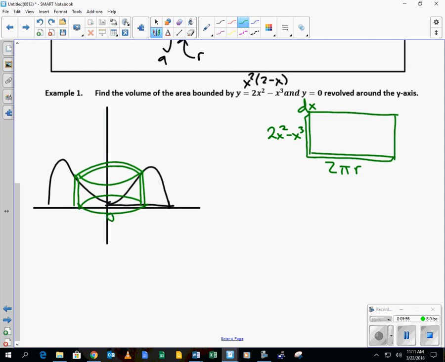Okay, so I've got a bound from 0 to 2, and we chose an x value. What's the distance from x to 0? It's x. So therefore, we have 2 pi x. So the volume of one of these is 2 pi times x times 2x squared minus x cubed times dx. I take all those things and multiply them together, and that's what I get. Yep, an infinite number of them, that's what we do.